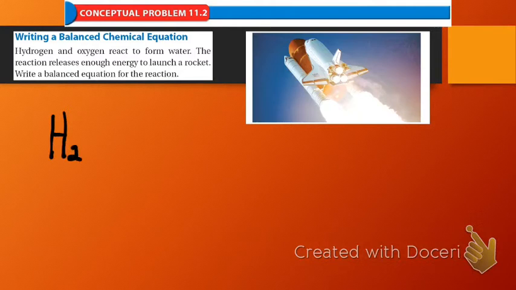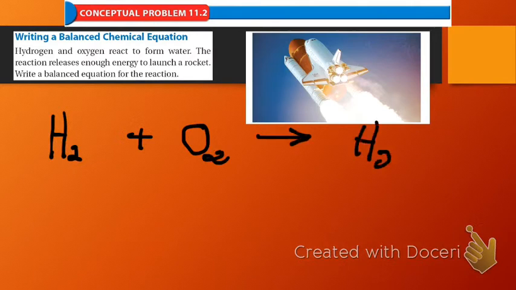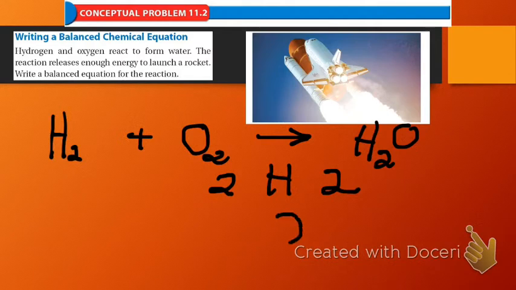H2, because hydrogen is one of our diatomic gases, plus O2 yields water, H2O. That's my skeleton equation. Okay, I'm going to start counting atoms. I'll start with hydrogen. On the left, I have 2 atoms of hydrogen. On the right, I have 2 atoms of hydrogen. My subscript tells me so. Okay, so far so good. Balanced. Don't have to add any coefficients yet.